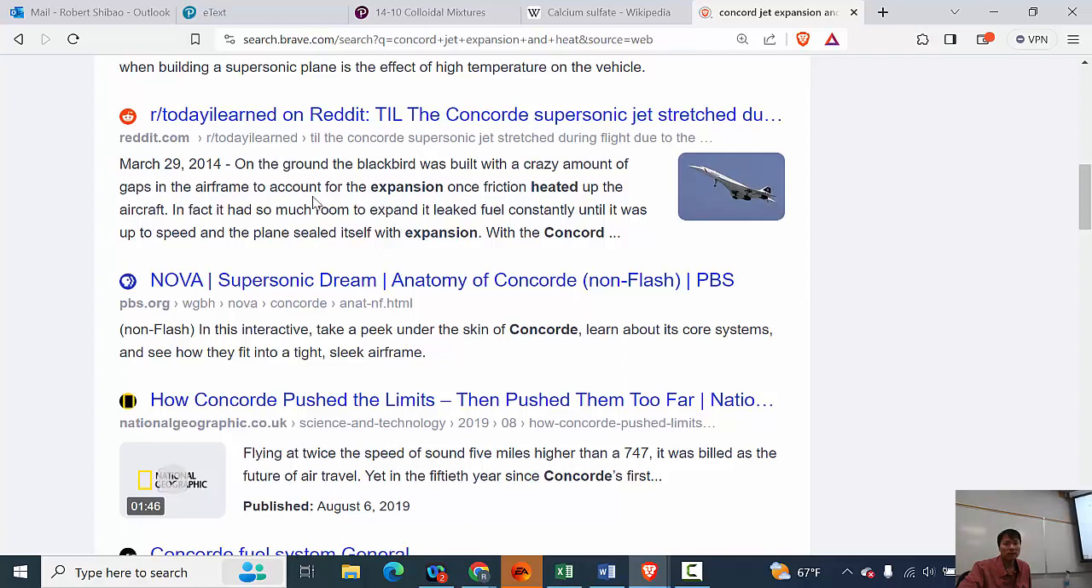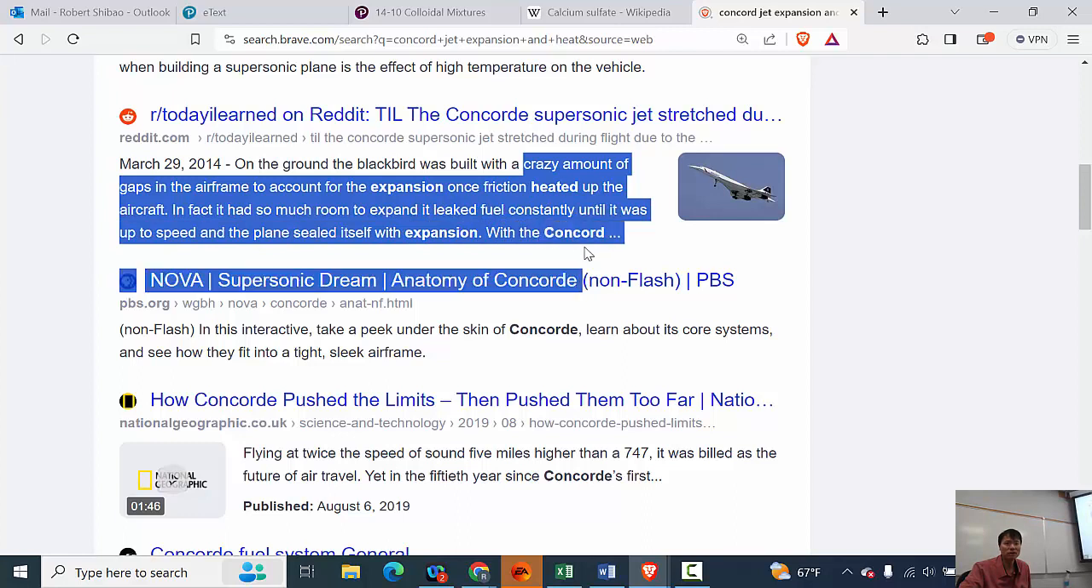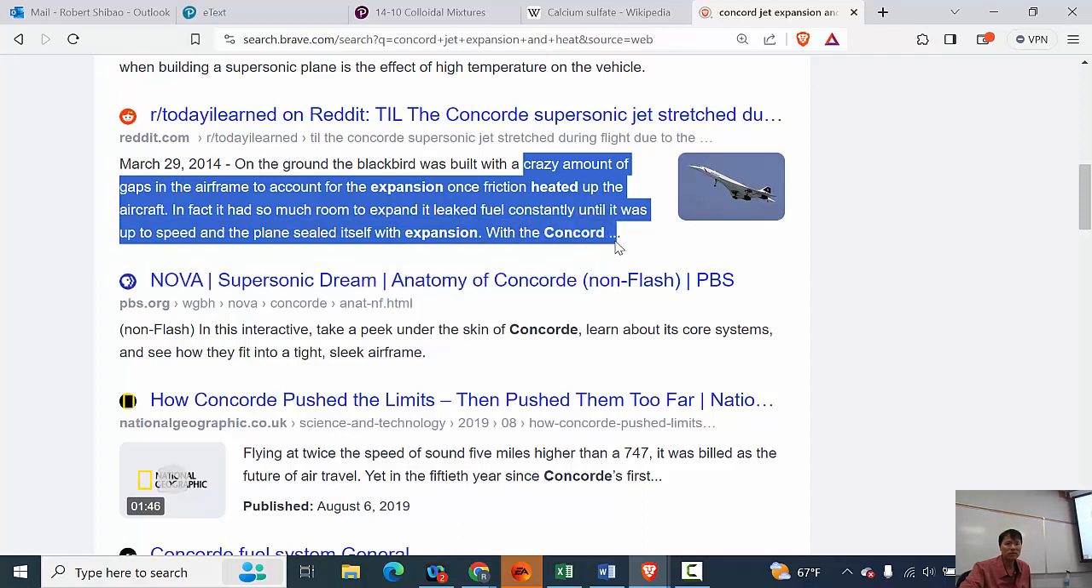But anyway, here, there's a crazy amount of gaps when you look at the Concorde. The crazy amount of gaps in the airframe were there to account for expansion once the friction heated up the aircraft. In fact, it had so much room to expand, it leaked fuel constantly. Once it was up to speed, the plane sealed itself with expansion. So as metals heated up, they expanded.